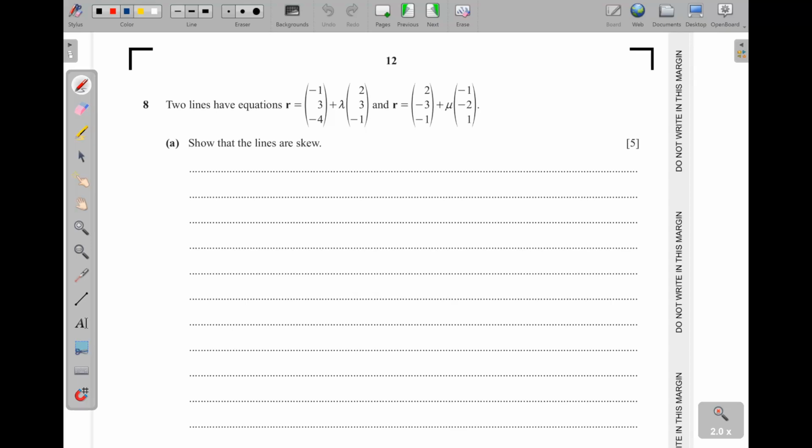Question 8 is coming from vectors. Two lines have these equations, and then they are saying that show that the lines are skew. Lines are skew if they are not parallel, they are not perpendicular.